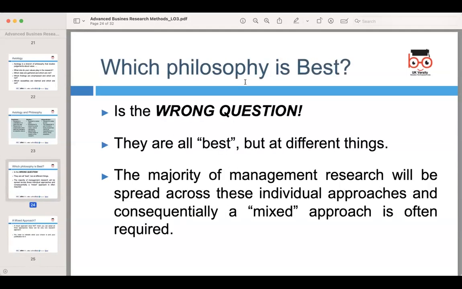So, in fact, the majority of management research is spread across these individual approaches. Scholars and practitioners often recognize that a mixed or integrated approach is necessary to effectively tackle the complexities of management by drawing from multiple philosophies. Managers can tap into a wider range of tools and strategies to address various organizational issues.